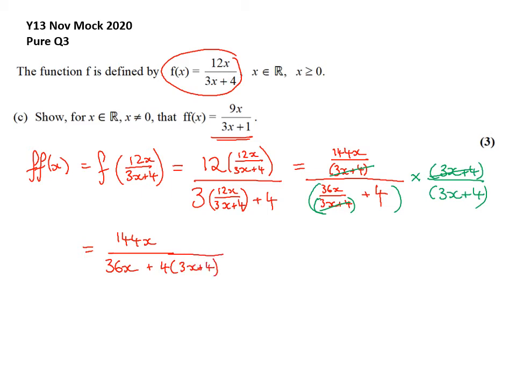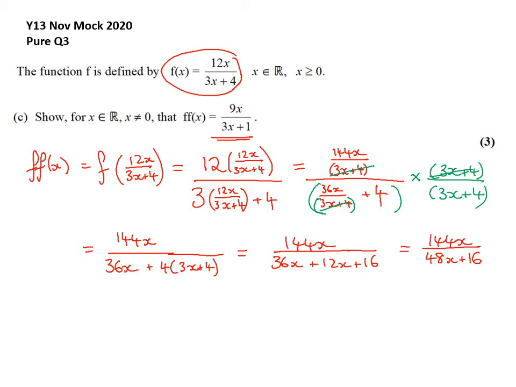Of course, there are different ways of manipulating this. This I would do 144x over 36x plus 12x plus 16, and keep going, 144x over 48x plus 16.